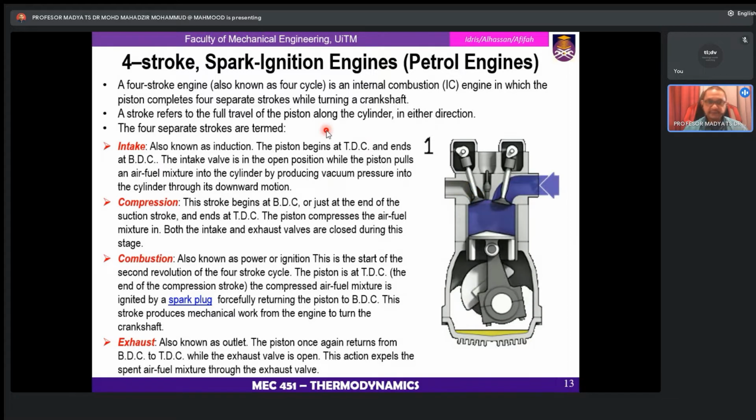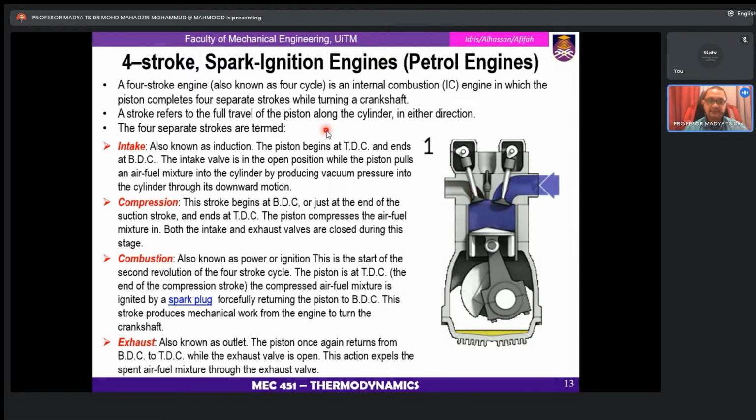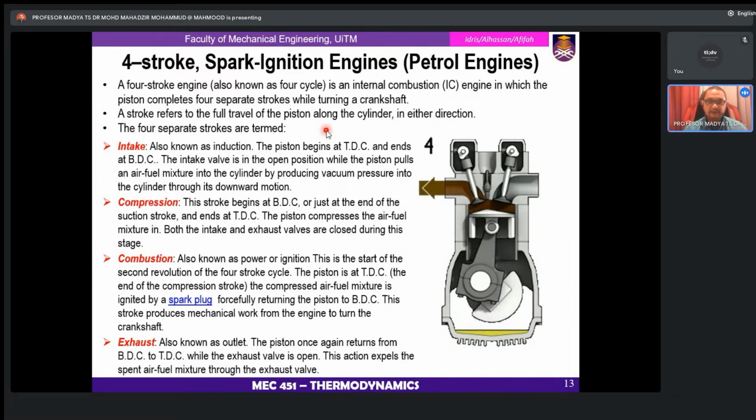Stroke number two is compression. This stroke begins at BDC, just at the end of the suction stroke, and ends at TDC. So the piston compresses the air-fuel mixture. At this stage, both the intake and exhaust valves are closed. So that's why the piston will compress the mixture of the air and fuel.